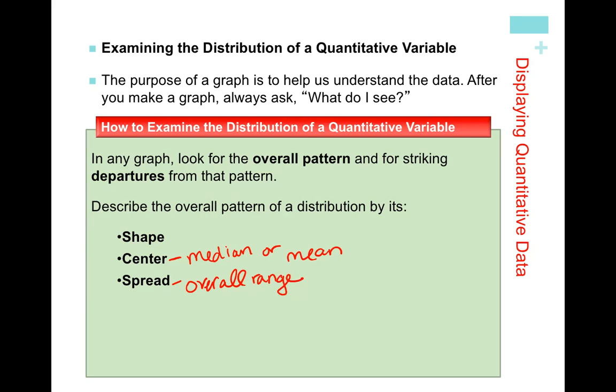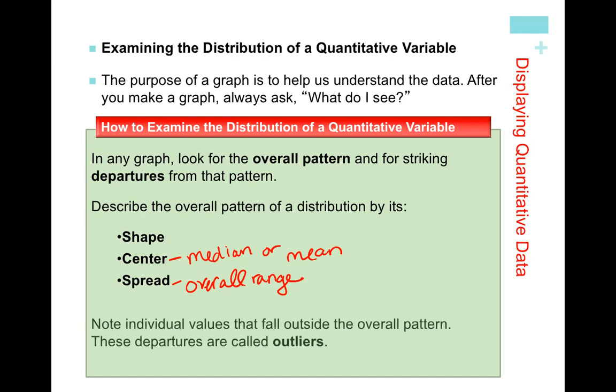But then in section 1.3, we'll have more descriptive measures of spread that we'll take a look at as well. And then those deviations or departures from that pattern are what we call potential outliers. And so anything that just doesn't seem to fit the general trend, for right now, we're going to identify as a potential outlier. And then we'll have a rule for checking outliers in section 1.3 as well.